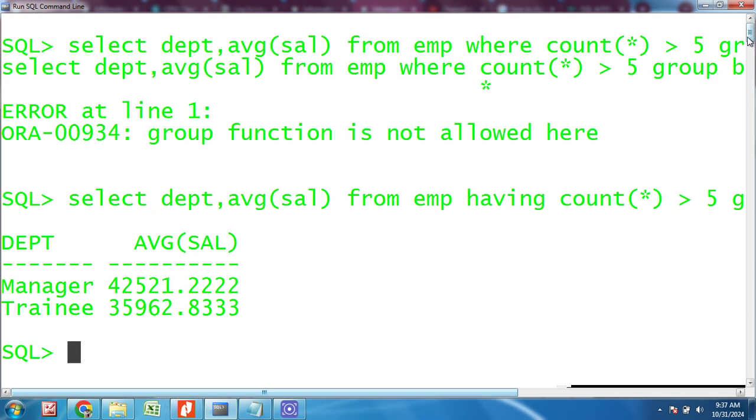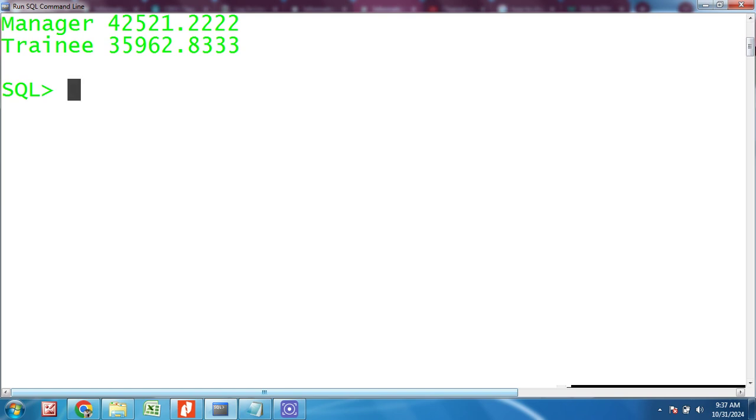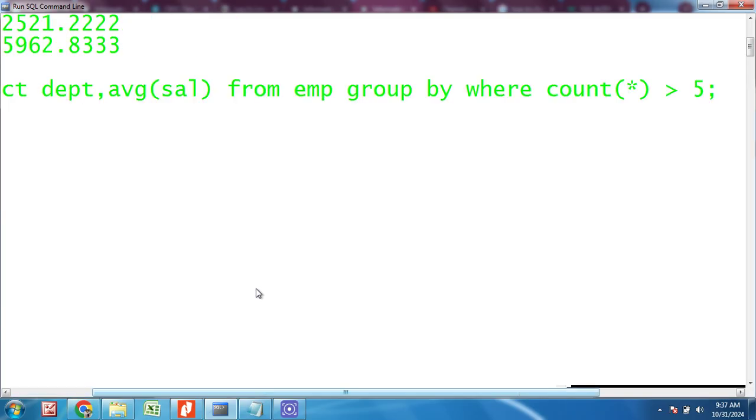So it is giving me correct output. Okay, now let's go to the third option. What is given in the third option? Select DEPT, average salary from EMP group by DEPT where count asterisk is greater than 5. Again we are using group function with where clause, so this will also give us an error. Just try to execute that.